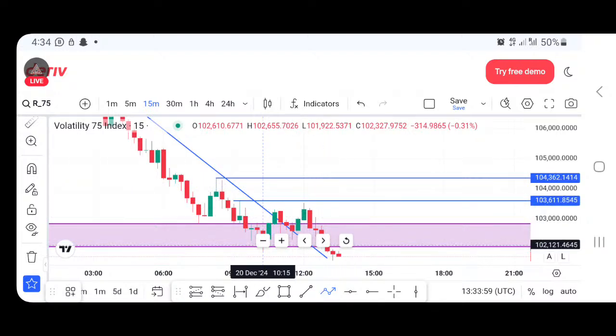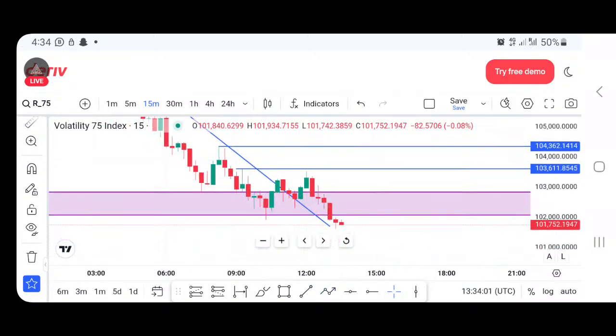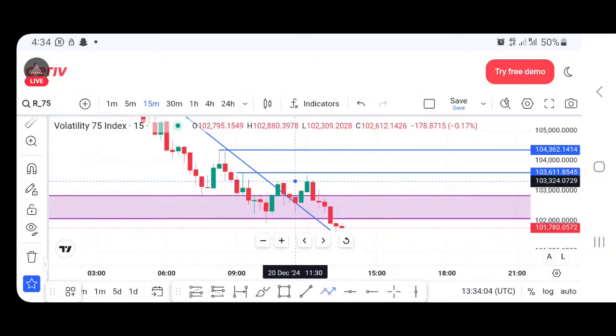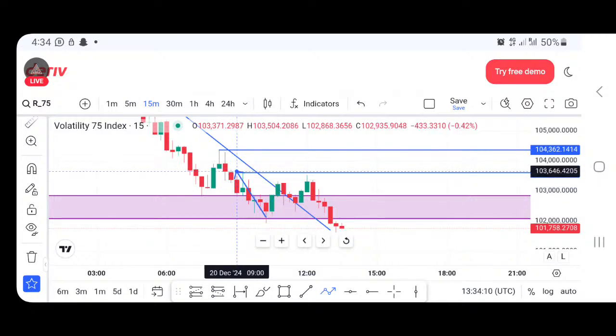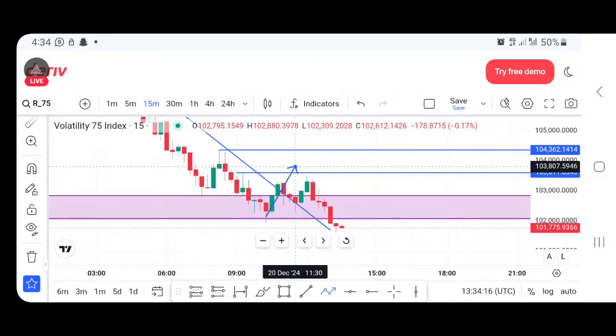Start from here. Let me do it like this so you can see it very well. It comes like this, and it breaks this. After breaking this trend line, it breaks this U-turn here, and with a momentum candle. Are you getting the point?